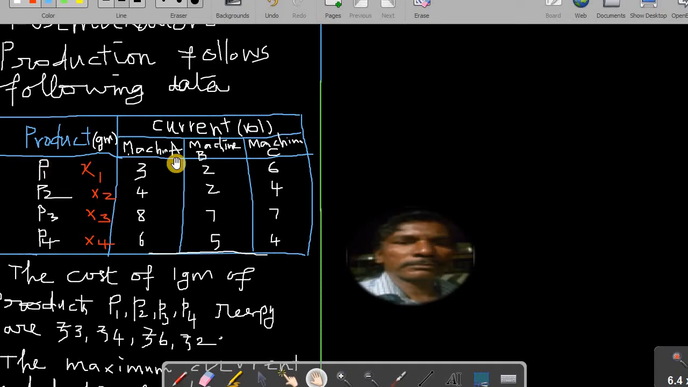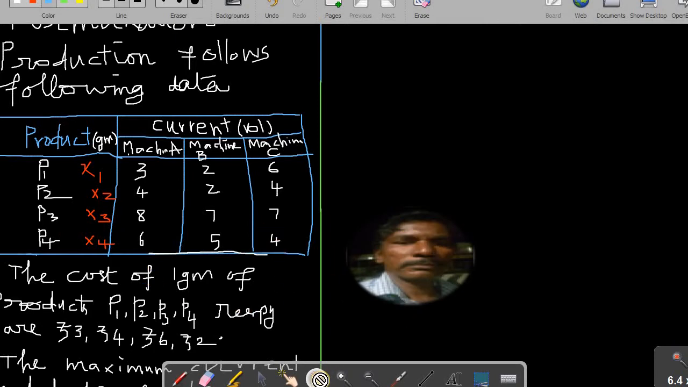When this product comes to this machine, it takes 3 volts. When this product comes under this machine, it takes 2 volts, like that. So this figure gives us the current that different machines take for different products. That is also given to us.